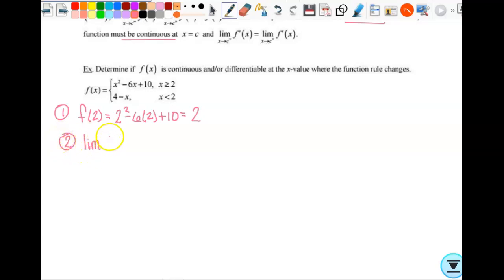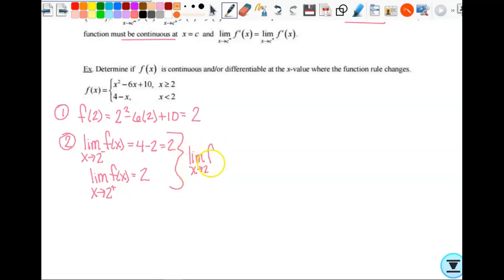So I have to do the limit of f of x as x approaches 2 from the left, and the limit of f of x as x approaches 2 from the right. So from the left would be this one. It would be 4 minus 2, which is 2. From the right, it would be this one, which we already found, and that is 2. Okay? So since the limit from the left and the limit from the right exist, that tells me that the limit itself exists. The limit as x approaches 2 of f of x equals 2, like the limit overall.